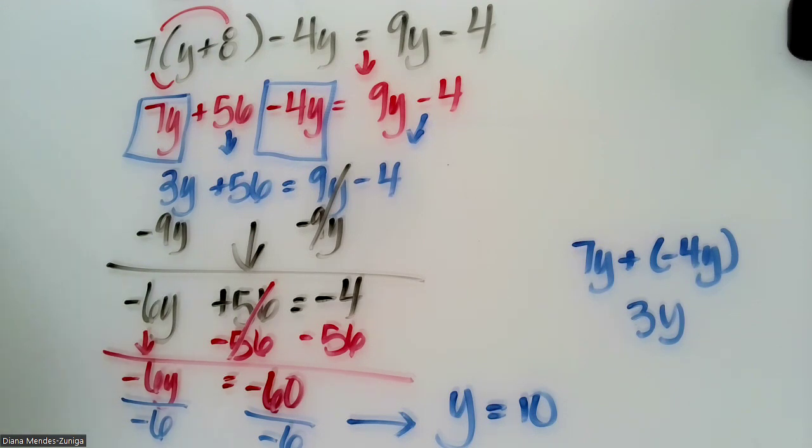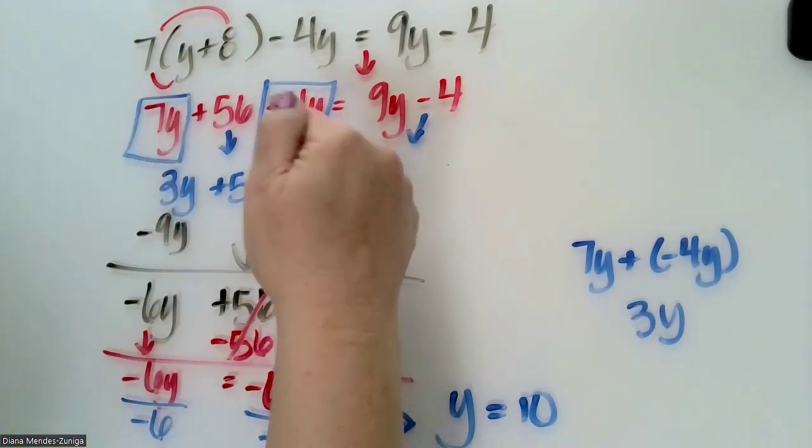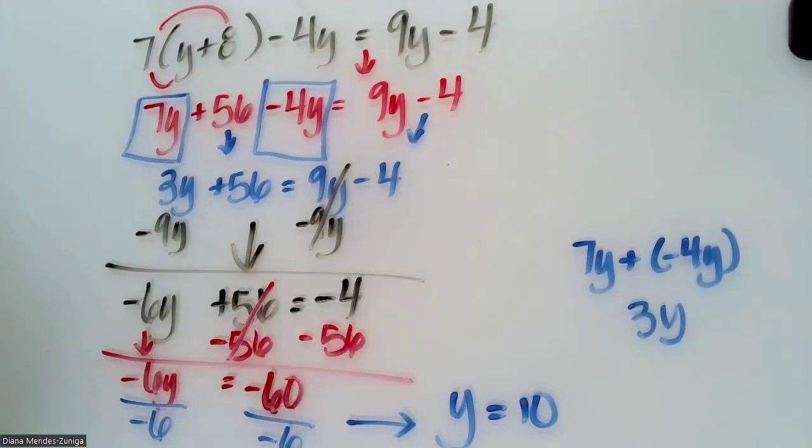Just remember, you want to keep the steps in order. You want to distribute first, then combine like terms, and then you want to get rid of your variables on the opposite sides. Now, if you don't have distribution, you skip right to the combining like terms. If you don't have combining like terms, you just distribute and skip right to the isolate the variable step.